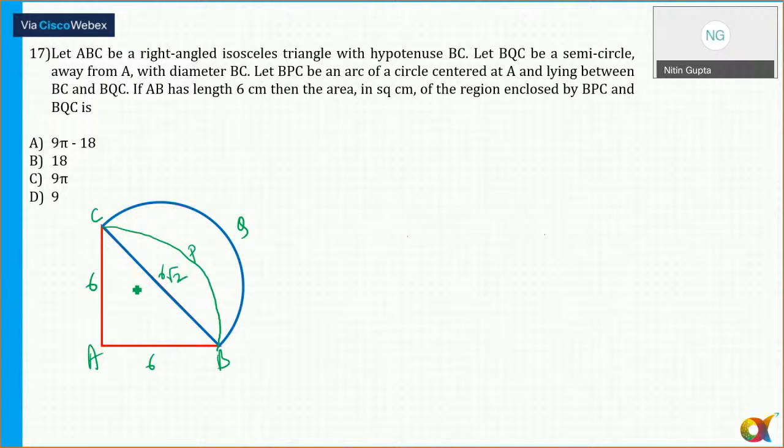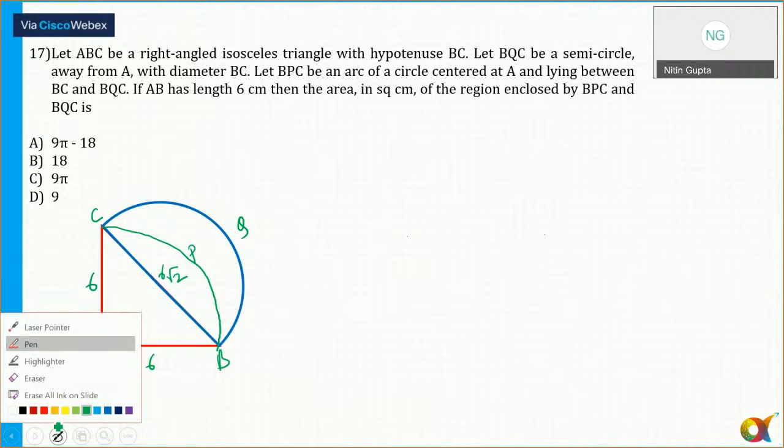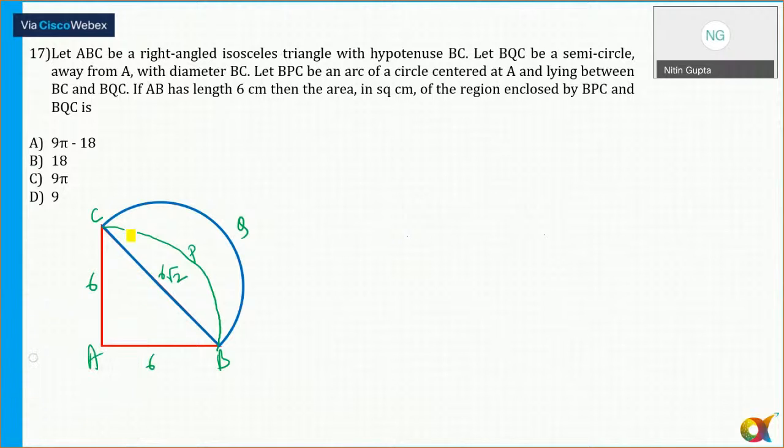Then the region enclosed by BPC and BQC. So BPC and BQC. Let me enclose that region. So we need to find out the area of this region. All right, so this is the area which I need to find out here.